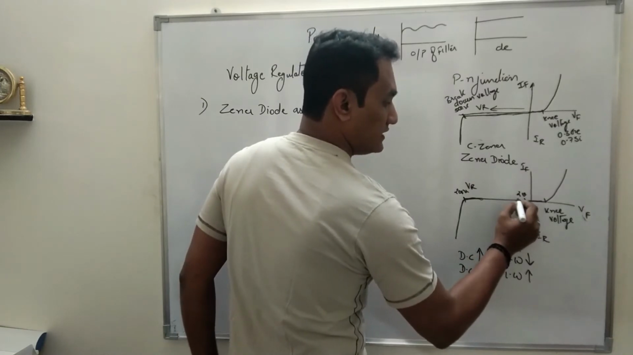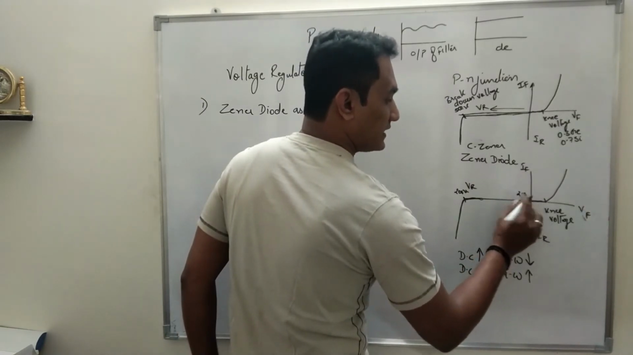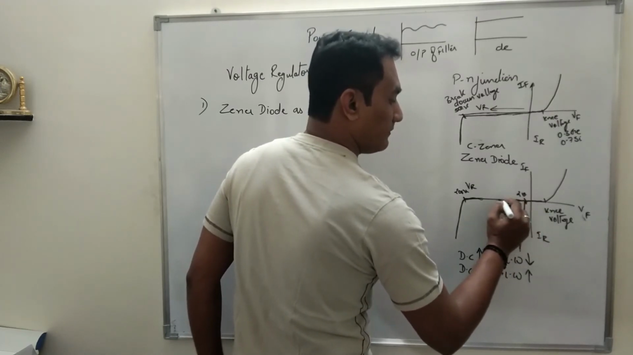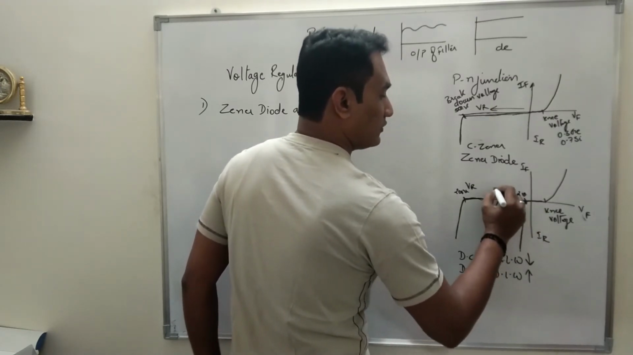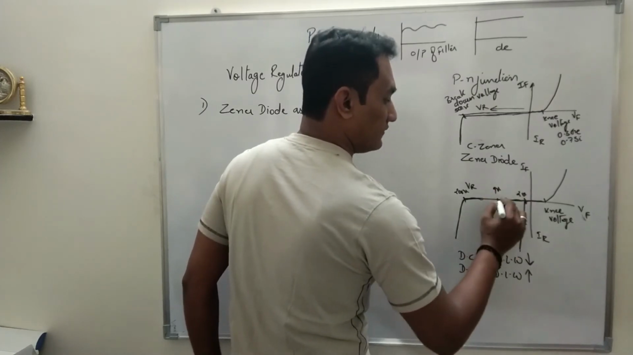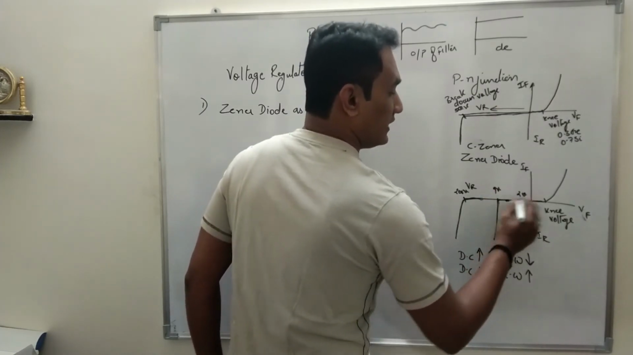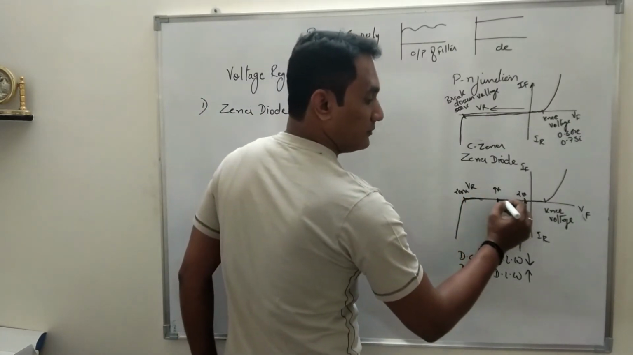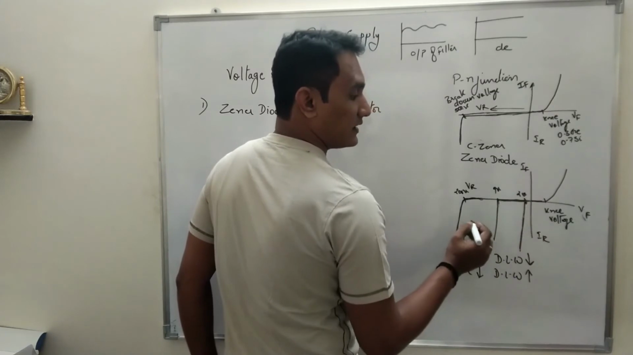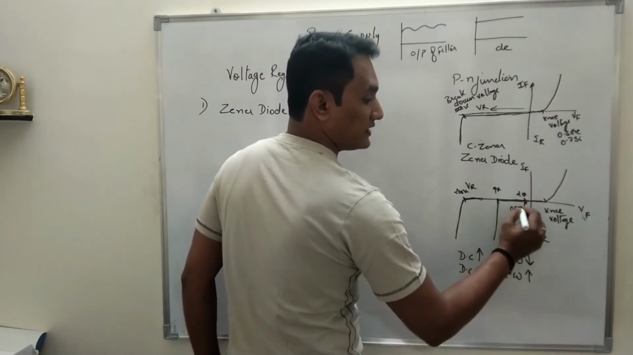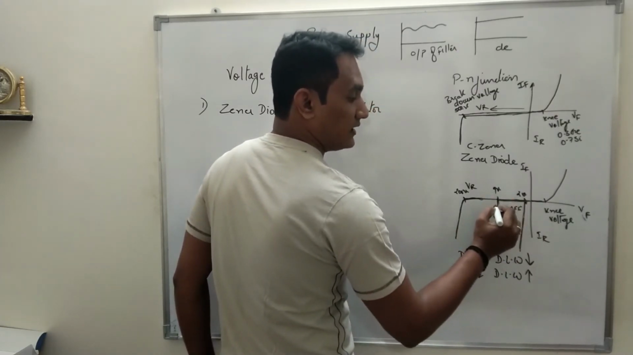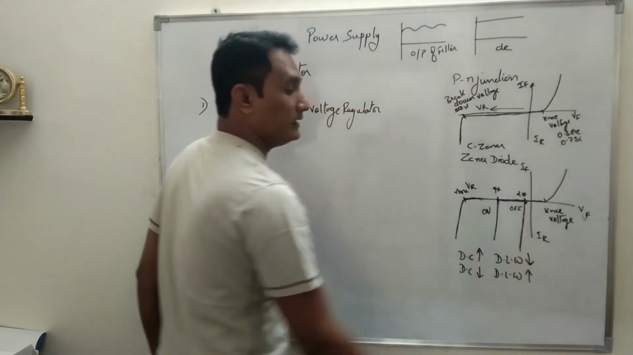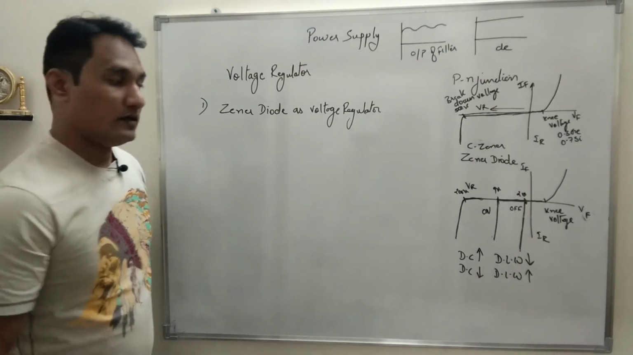Now in this case, I'll just take an example. Say we are selecting a Zener diode of 9 volt. 9 volt means the breakdown occurs at 9 volt. Sharp breakdown will occur at 9 volts. Before this 9 volt, no current will be flowing through the Zener diode. That means the Zener diode will be in off state, and as soon as this breakdown occurs, current will increase. That means the Zener diode will be in on state, right?